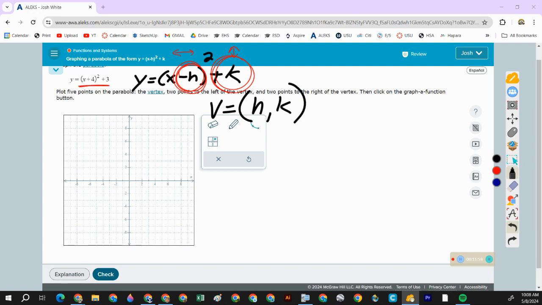So this parabola has a vertex at -4, 3, and then it wants 2 points to the left and 2 points to the right. Well, 1 squared is 1, so we go over 1, up 1, over 1, up 1. And 2 squared is 4, so we go over 2, up 4. Over 2, up 4.